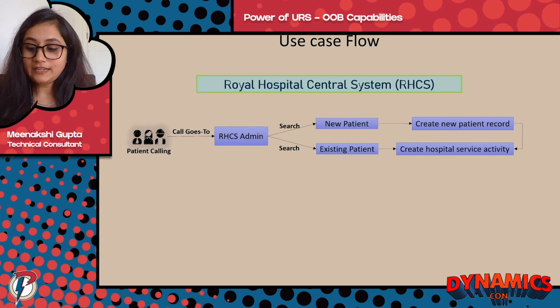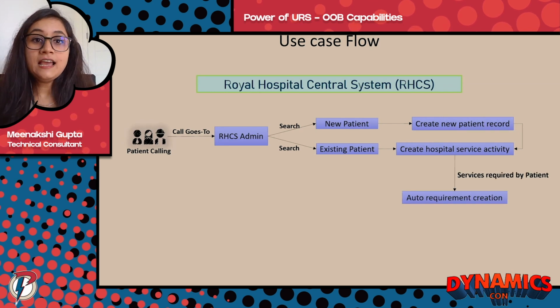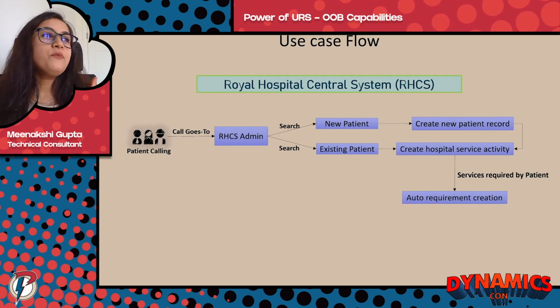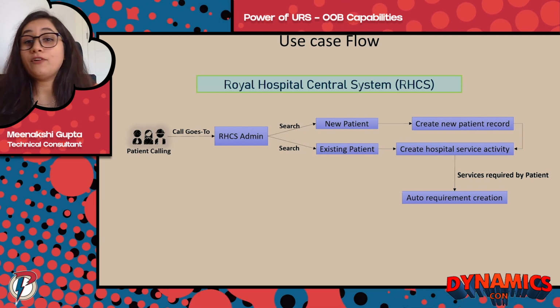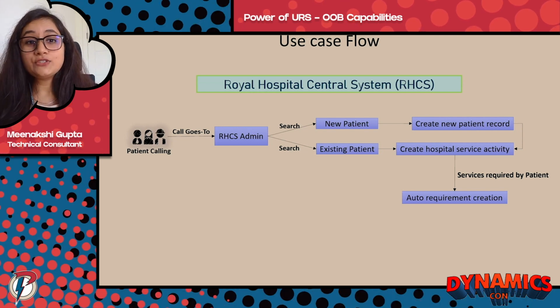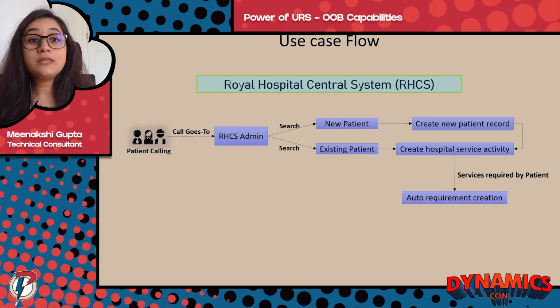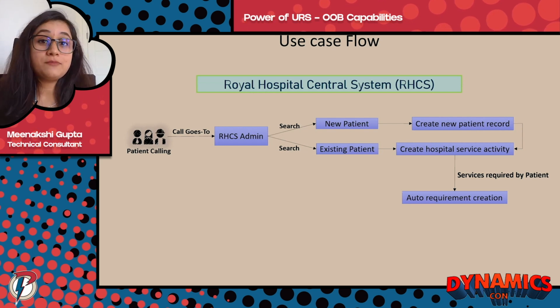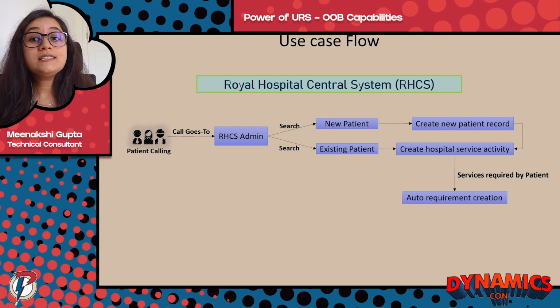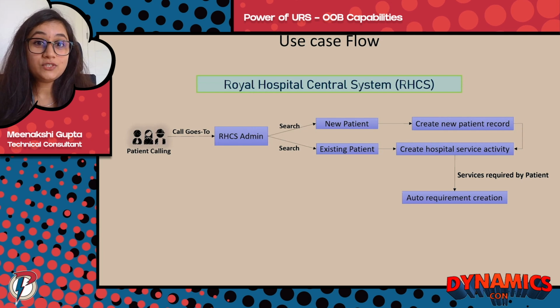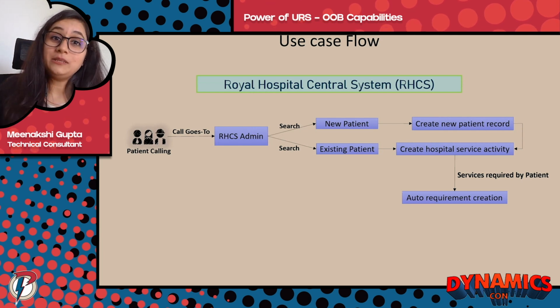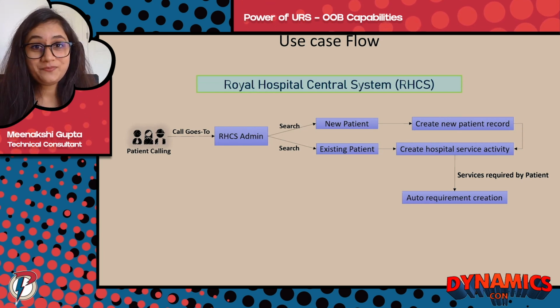So once the service activity is created, what happens next? The patient calls and says, I want a service, let's say I have COVID-19 symptoms. So basically, when the RHCS admin is going to create the hospital service activity, they will use the particular service which is defined as master data. Once I select that particular service, whatever requirements are defined in the master data for that service are going to be created.